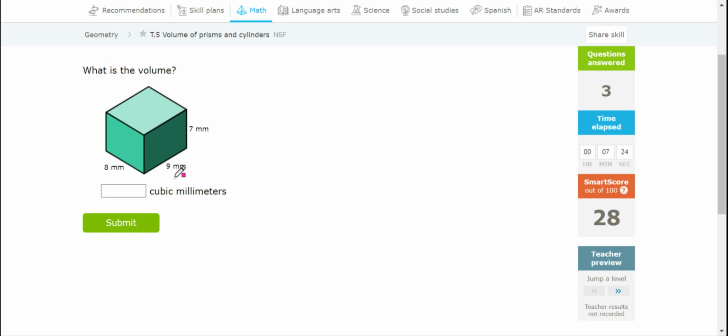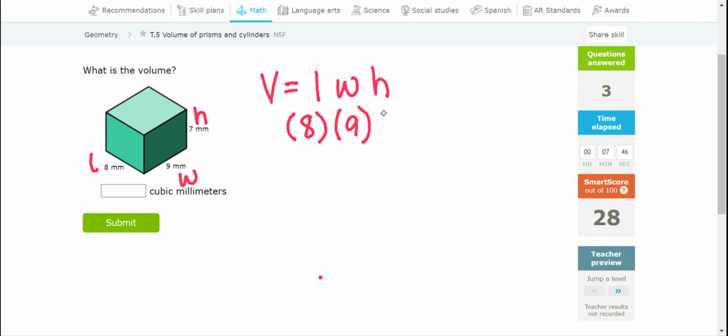Okay, so this is a rectangular prism. So I'm going to use the same formula that I've been using for volume for a rectangular prism, which is length times width times height. I'm going to label the 8 my length, the 9 my width, and the 7 my height. So then I have 8 times 9 times 7. 8 times 9 times 7 is going to give me 504. My answer will be 504 cubic millimeters.